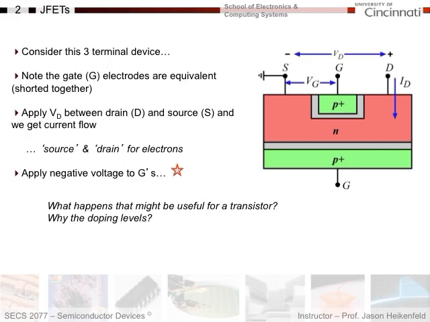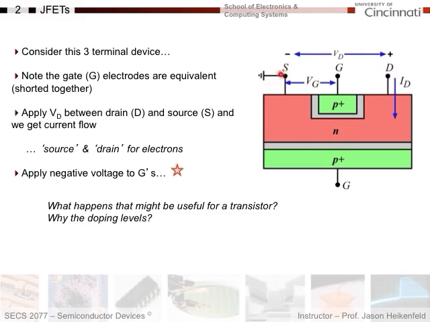And I want you to consider a JFET, which is this three-terminal device. Again, if it's a transistor, we've got three terminals, not two terminals like a diode. And if you look at this, I've got a source, a gate, and a drain. Now, a little bit about the terminology.